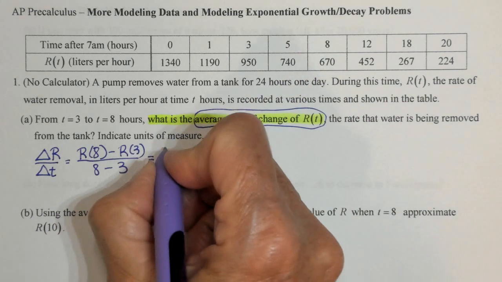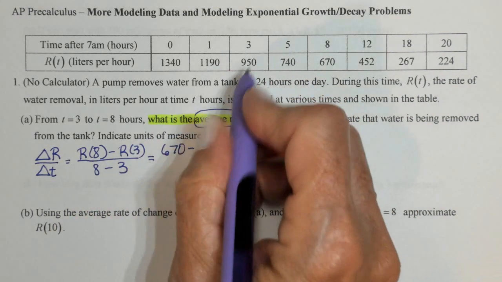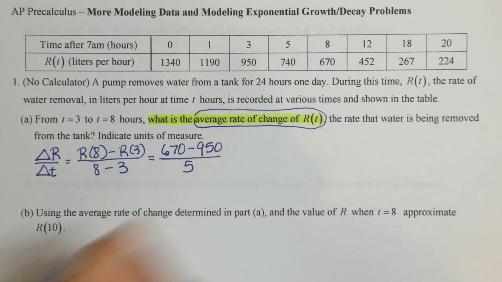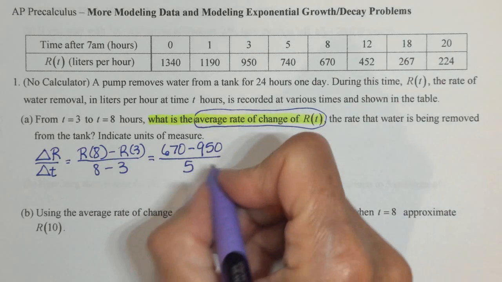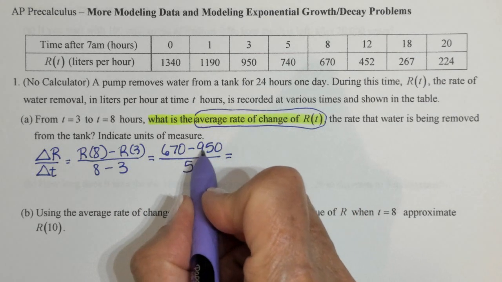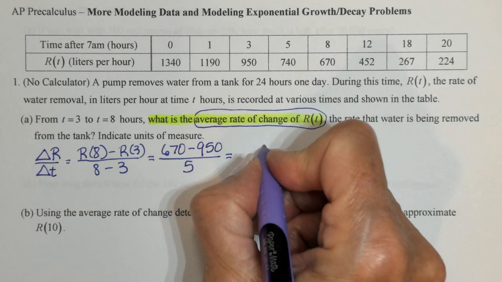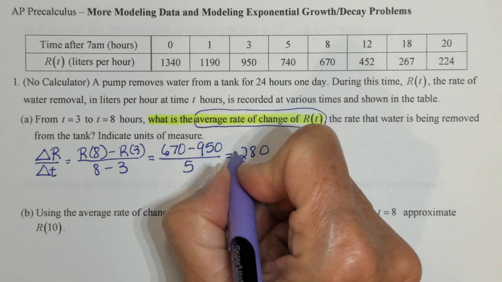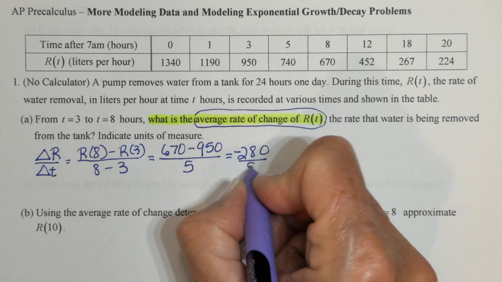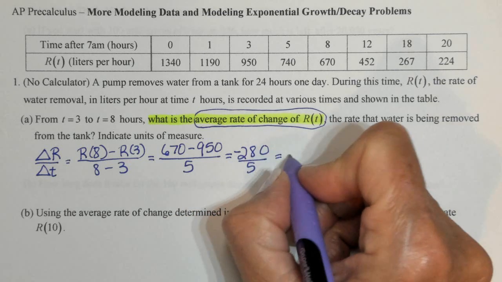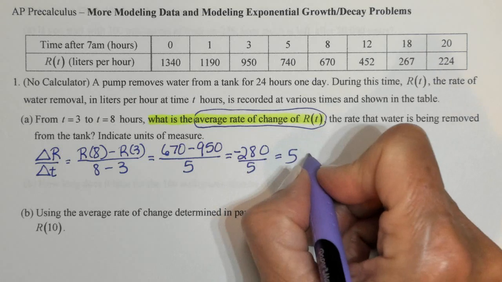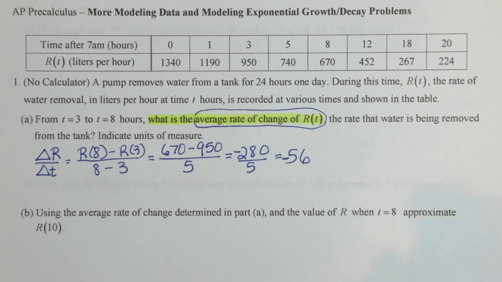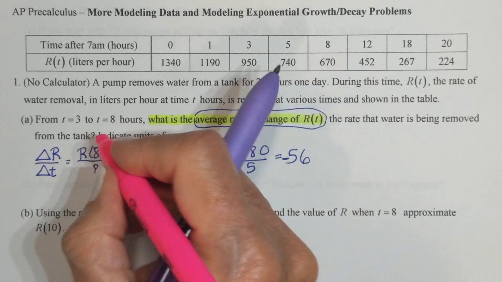R of 8 is 670. R of 3 is 950. 8 minus 3 is 5. 670 minus 950, that's negative 280, over 5. And 5 goes into 28 5 times with 3 left over, 5 goes into 30 6 times. So this is negative 56. Now, they asked me to indicate units of measure.